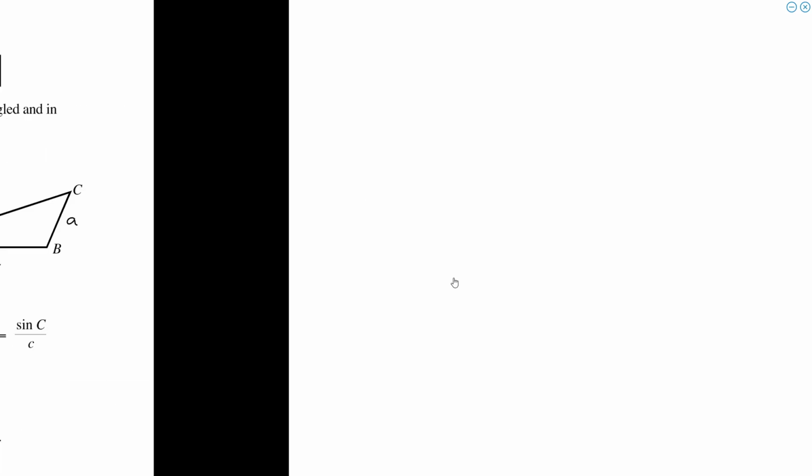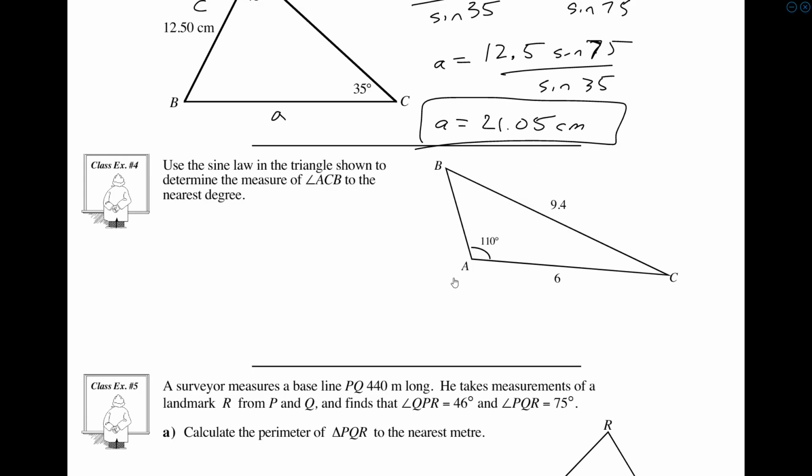I would suggest that usually most people will find it easier if you put the one you're looking for on top. You don't have to, right? It's perfectly fine in proportion with what you're looking for on the bottom. But it seems like mistakes happen less often if the thing you're looking for is on top. So that's my trick. You can do it either way though. So in this case, I'm looking for angle ACB. I'm looking for angle C. That's what I want to know.